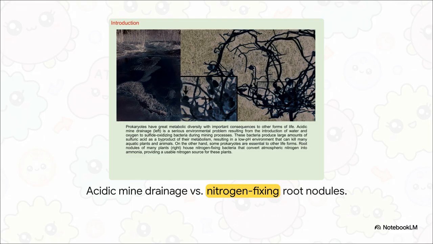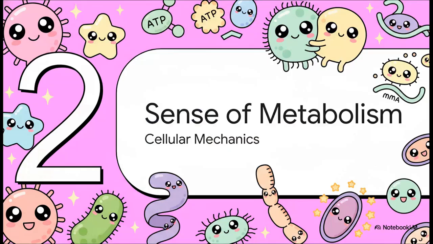It's totally devastating. But flip the script and look at the root nodules on a plant. Inside those tiny nodules, nitrogen-fixing bacteria are doing something absolutely essential for life on Earth. They're converting atmospheric nitrogen into ammonia, basically spoon-feeding the plant a highly usable nitrogen source. It's incredible, right? The exact same microscopic chemical engines that can destroy an ecosystem are also required to build one from the ground up. Moving right along to Section 2, making sense of metabolism.